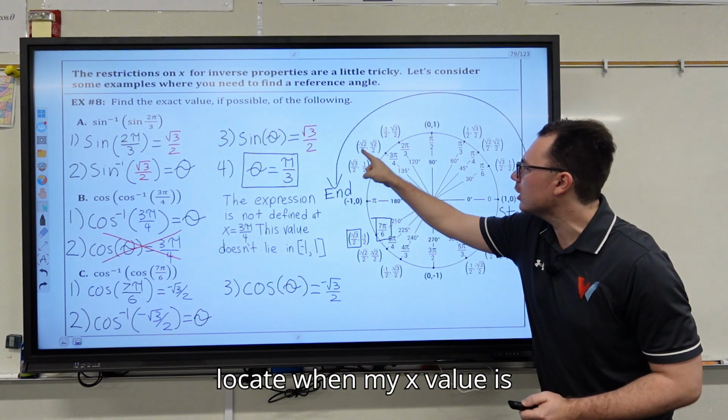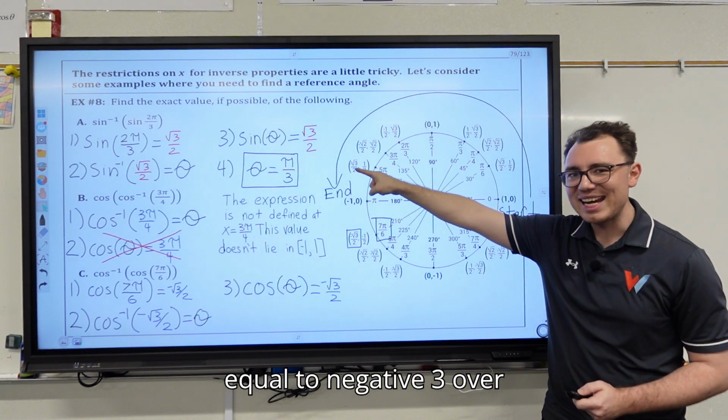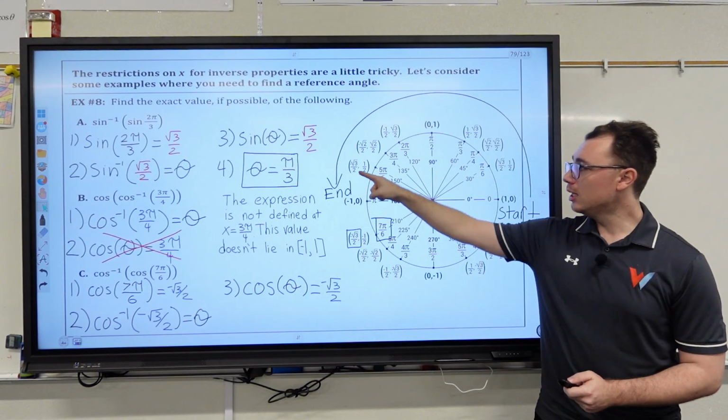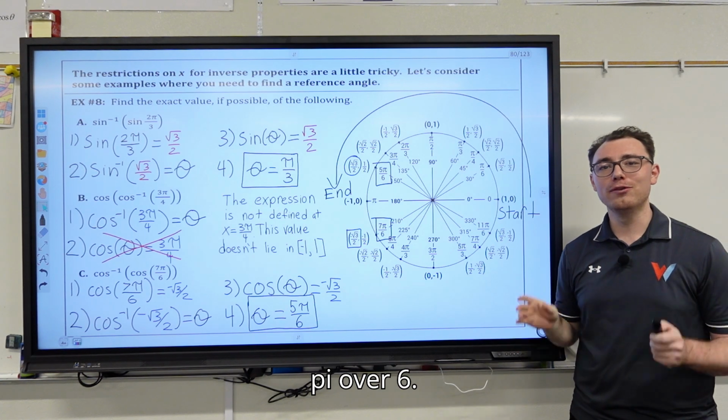And I want to try and locate when my x value is equal to √3 over 2. And my cosine theta is equal to √3 over 2 at exactly 5 pi over 6.